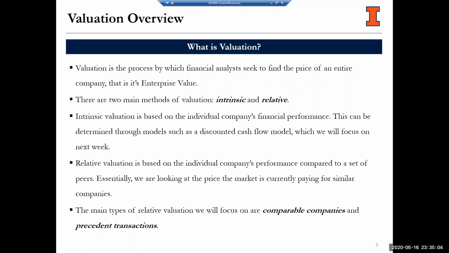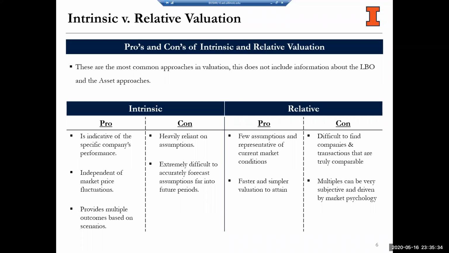There are two main types of valuation. So today we are talking about relative valuation, which means we're valuing it compared to other comparable companies or comparable transactions. Next week we'll learn more about intrinsic valuation, which is to value a company based on the intrinsic cash flows, or things that are unique to the business. And the main types of relative valuation that we'll touch on today are comparable companies analysis and precedent transactions.